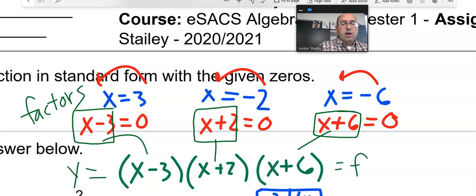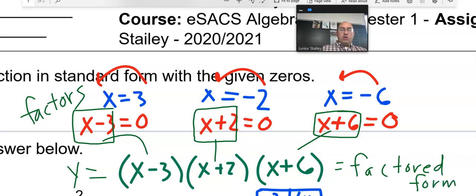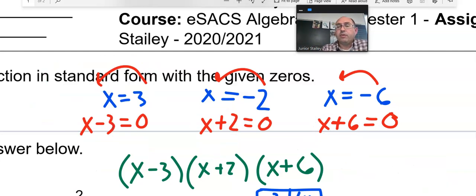So if it was y equals factored form, I know that's not the answer to this question, but we could ask a simple question like this: write it in factored form. Well, that would be pretty easy, but that's as hard as this would get. Now they went a step further and asked me for standard form. So obviously that's what I need to do.